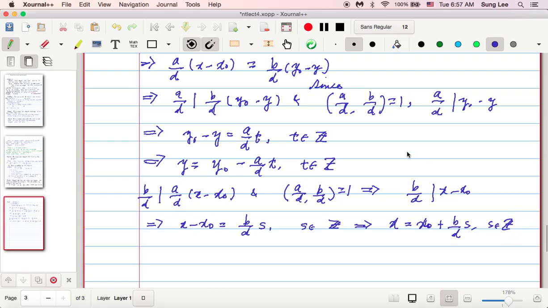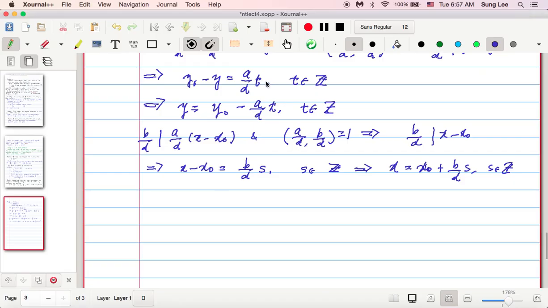Our objective here is to find all solutions, right? So this solution here is not restricted to one particular integer t. Likewise here, it's not restricted to one particular integer s. We're talking about an arbitrary integer, right?